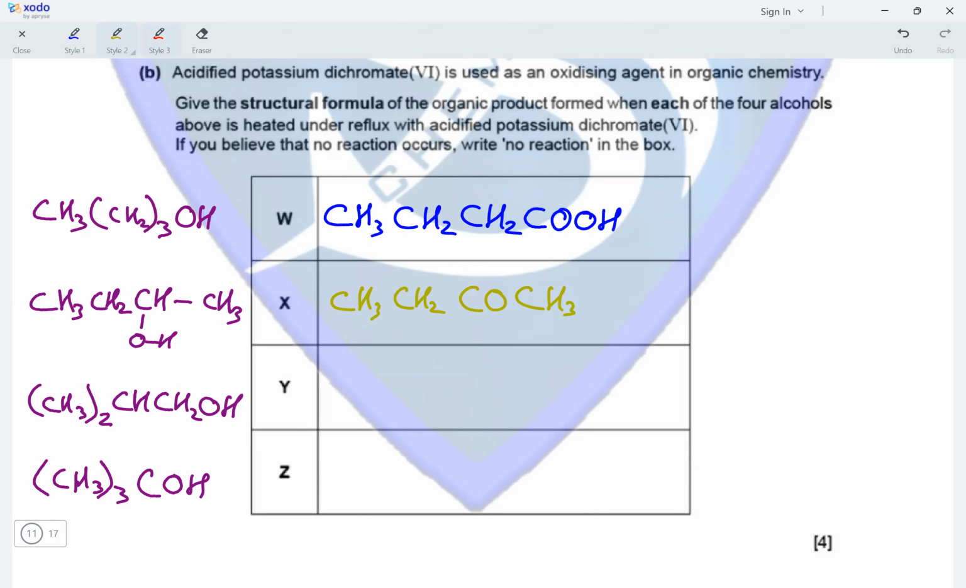With alcohol Y, which is a primary alcohol again, we would have oxidation of the CH2OH group into the COOH group. So the product would be CH3 twice, CH and then COOH, because the primary alcohol is oxidized to a carboxylic acid. And then we have Z. Z is a tertiary alcohol, and tertiary alcohols do not undergo oxidation. So we would write no reaction.